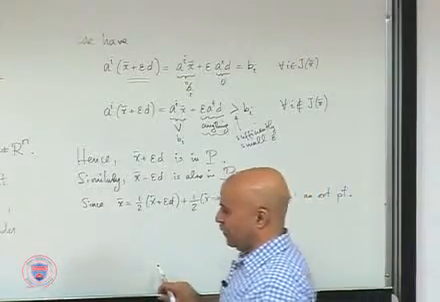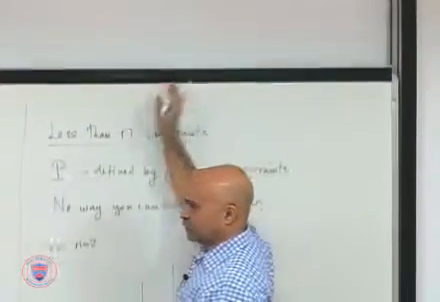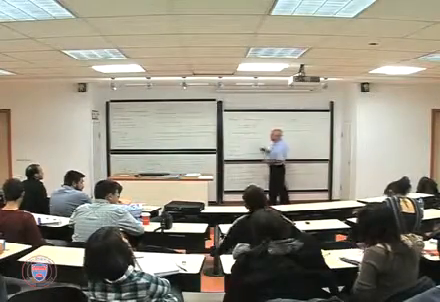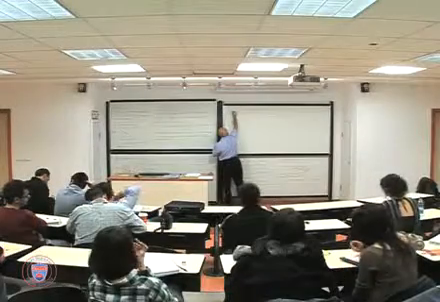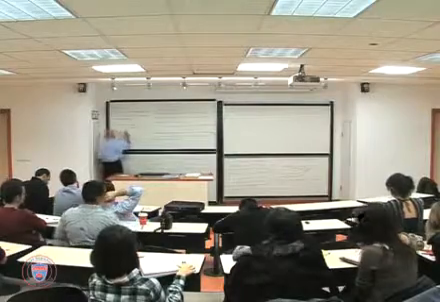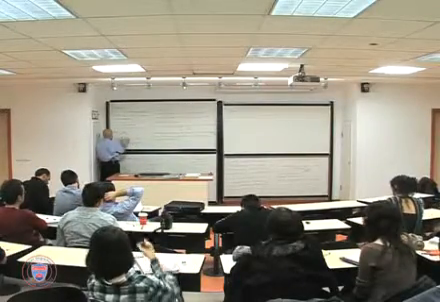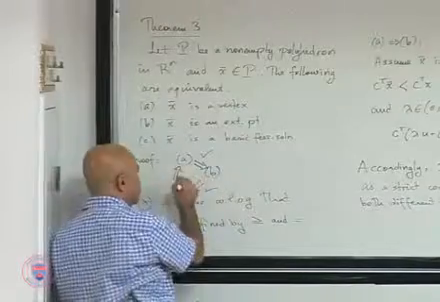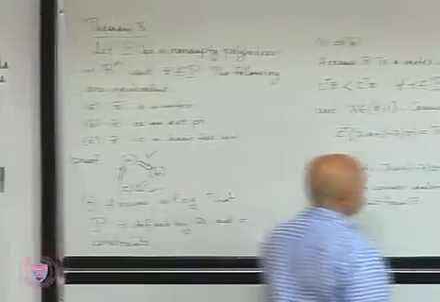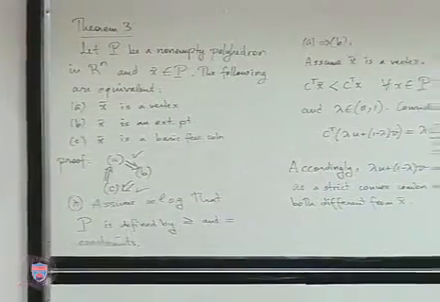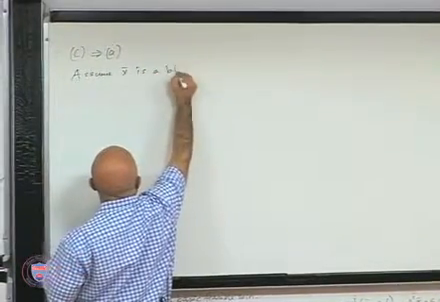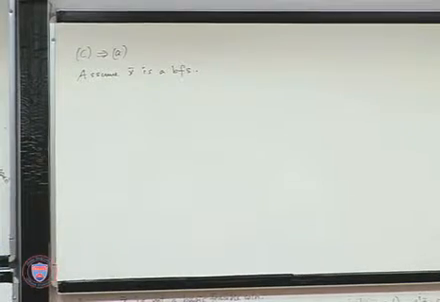There's only one more thing left, except that we're running out of time. So I proved A implying B, B implying C, and now we're working on C implying A. Suppose x bar is a basic feasible solution? And we should show that it's a vertex.